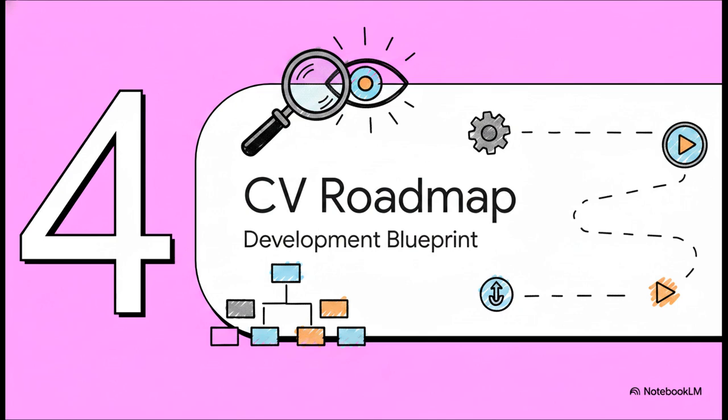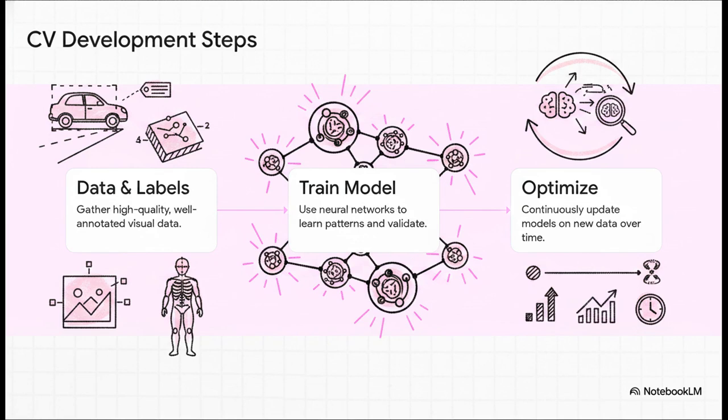Okay, so how do we actually go about building this? Let's move over to Section 4, the CV Development Roadmap. Your execution blueprint generally follows 3 essential steps. First up is data collection and annotation. Your model is literally only as good as the data you feed it, which usually means auditing and gathering high-quality visual data and having humans spend hundreds or even thousands of hours manually labeling it.